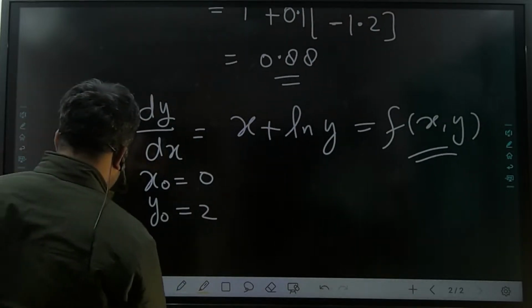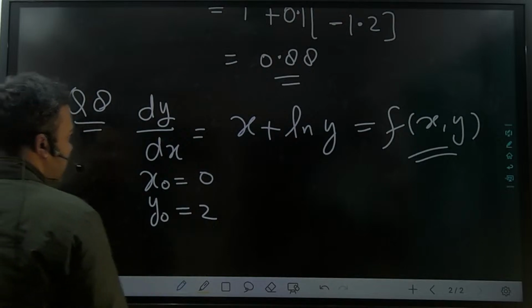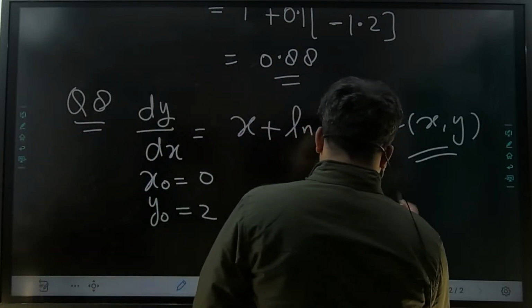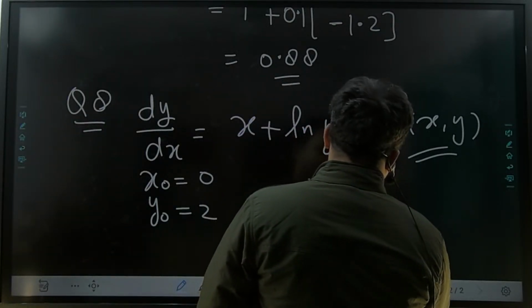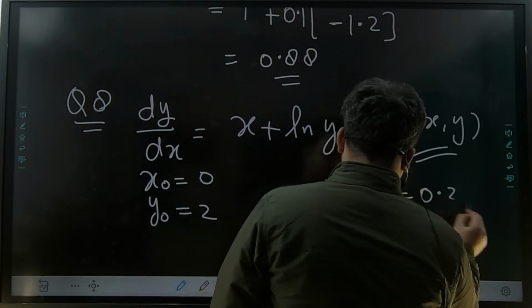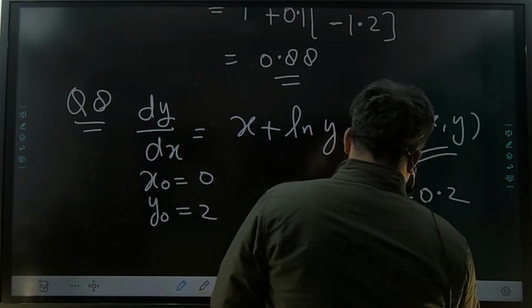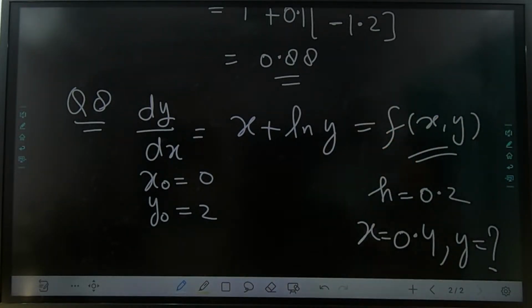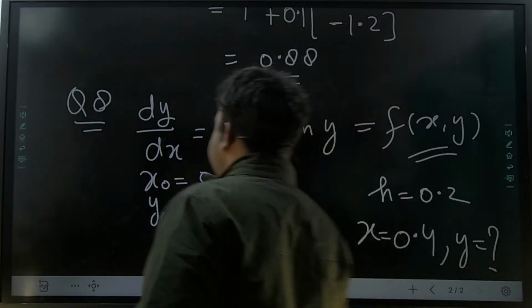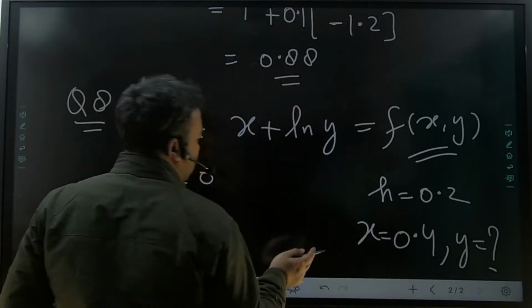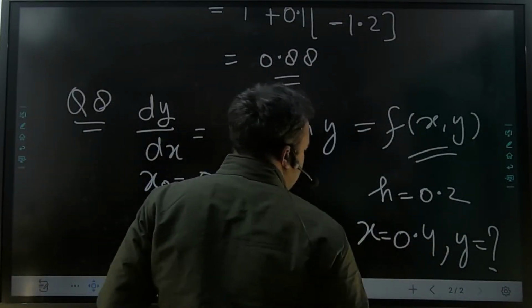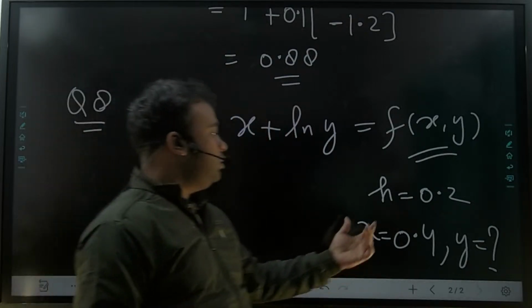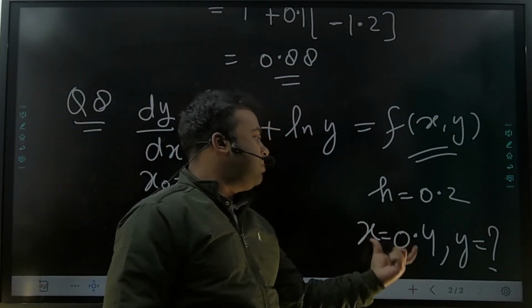The solution of this equation we have to find at a particular value of x, and that x value is 0.4. The step size has also been given. h is the step size 0.2, and you have to calculate the y value when x is equal to 0.4. Now first thing first, to calculate y when this x is there, I have to find at what iteration or what trial this x value will come out to be.